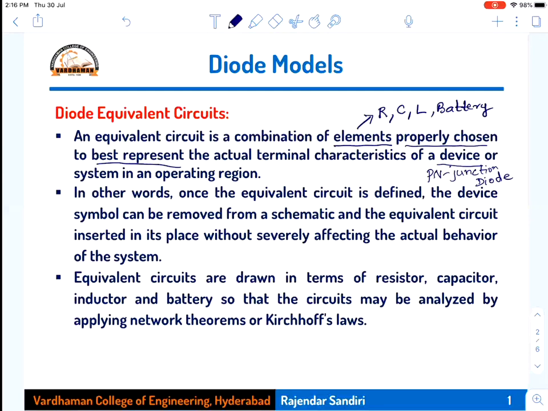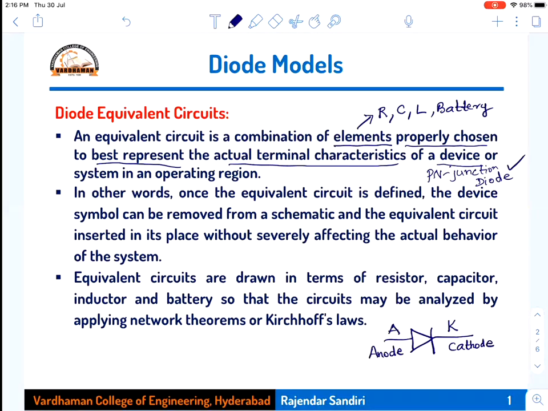So for the PN junction diode, the symbol is like this. This is your cathode. Generally the cathode is represented with K. Though the cathode starts with the character C, it is represented with K. The other side is the anode, which is represented with A. So this is anode, this is cathode. This is the symbol of the PN junction diode.